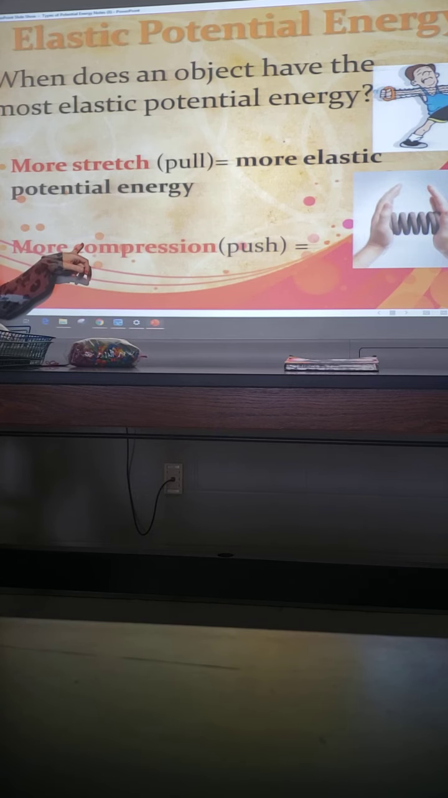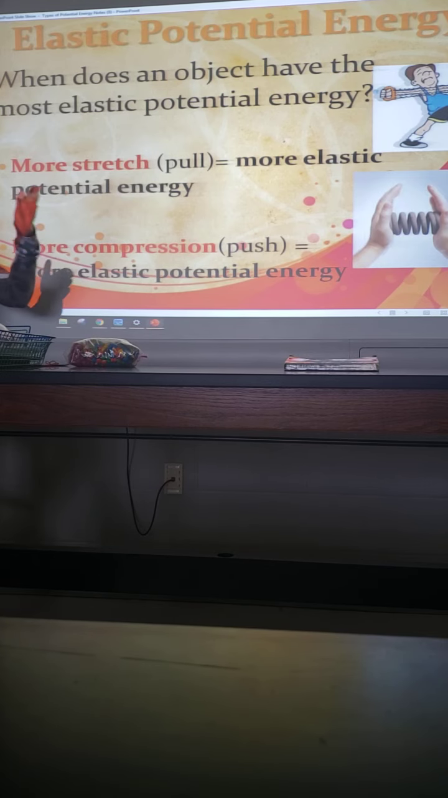Here is the other way, because stretch isn't the only way that elastic potential can happen. Compression, so the more you push or jam something together, the more elastic potential you're going to have. So if you take that spring and I push it together, the more I push it, the more it wants to bounce back to its normal positioning.